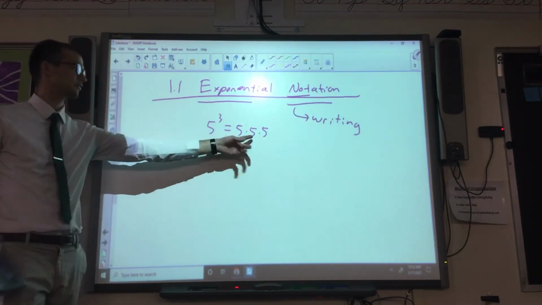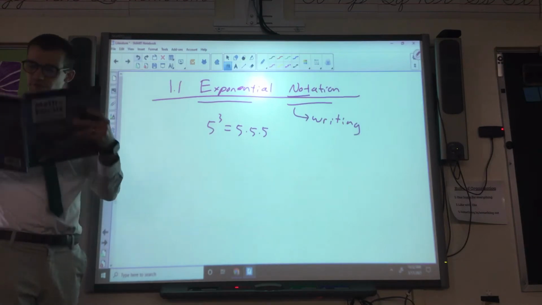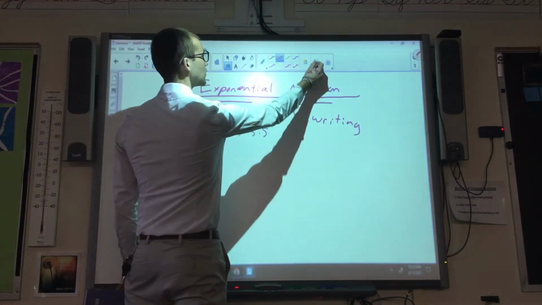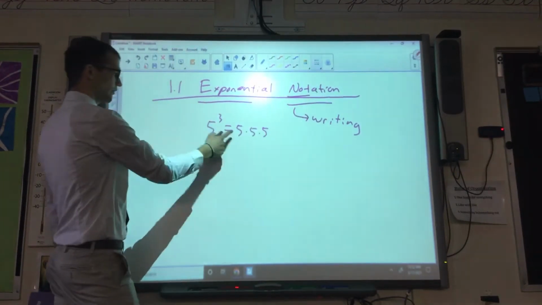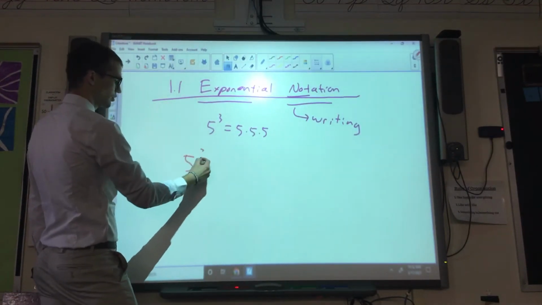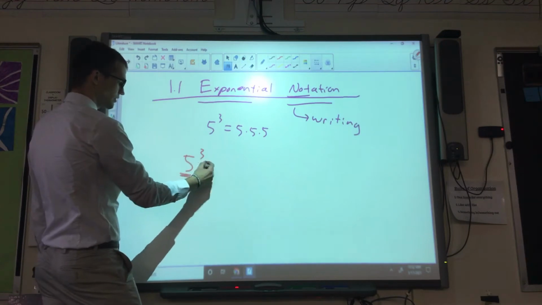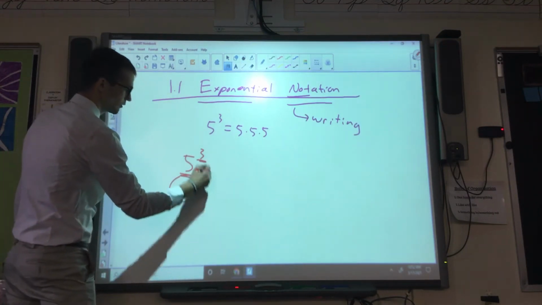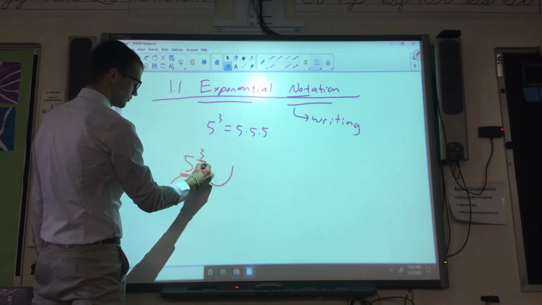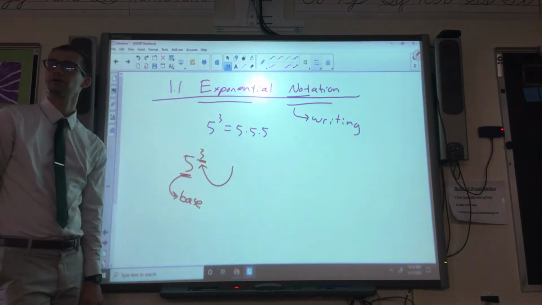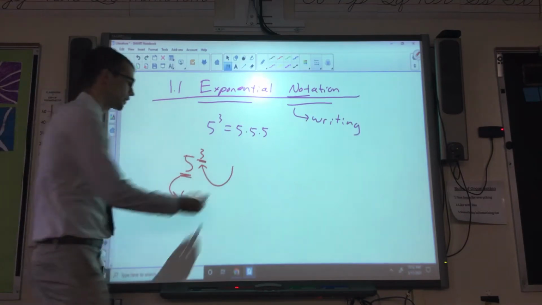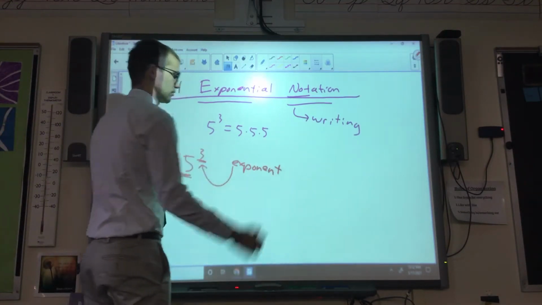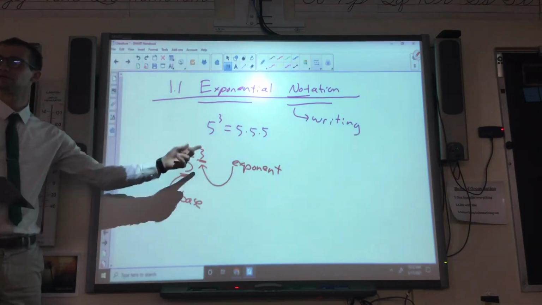So 5 times 5 times 5 is 5 cubed. I should explain this part first. Now that we have the example 5 cubed, 5 is what's known as the base, and 3 is what's known as the exponent.